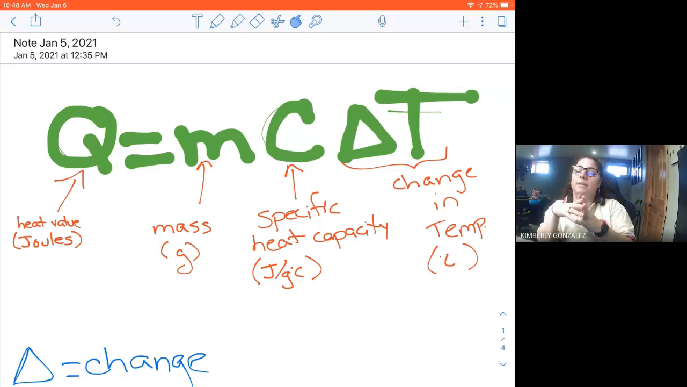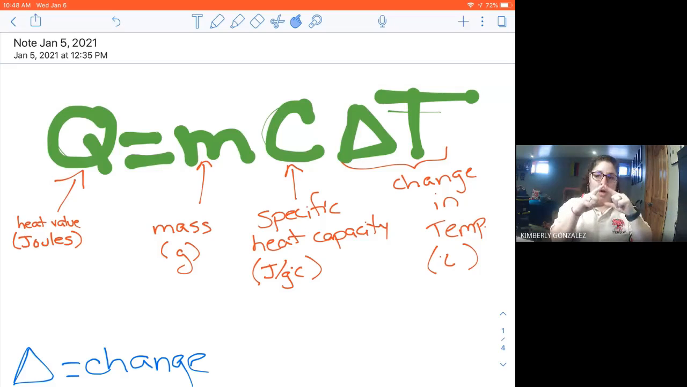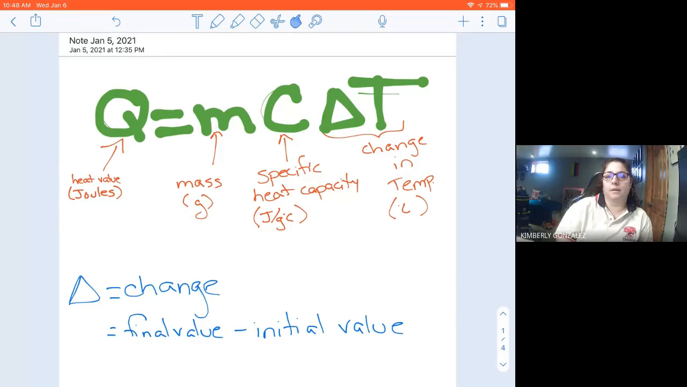And delta T. Do you remember when we were talking about the slope formula? It's the change in Y over the change in X. And we represent the word change by a triangle or a delta symbol. Anytime that you see delta, it's going to represent change, or it's going to be the final value minus the initial value. That's why it's Y2 minus Y1. You guys remember this from math?